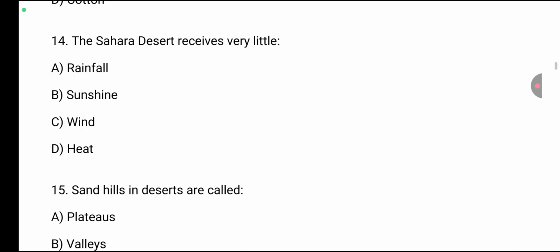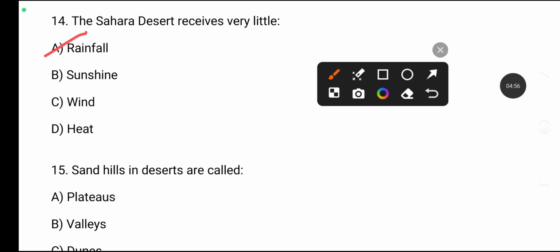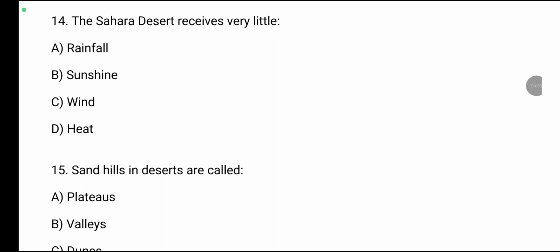Now moving on to the 14th question. The Sahara Desert receives very little dash. Rainfall, sunshine, wind and heat. It is rainfall. Very little rainfall.